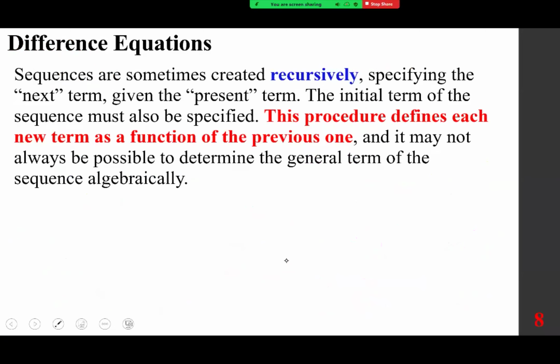All right, difference equations. Sequences are sometimes created recursively, specifying the next term given the present term. The initial term of the sequence must also be specified. This procedure defines each new term as a function of the previous one, and it may not always be possible to determine the general term of a sequence algebraically.